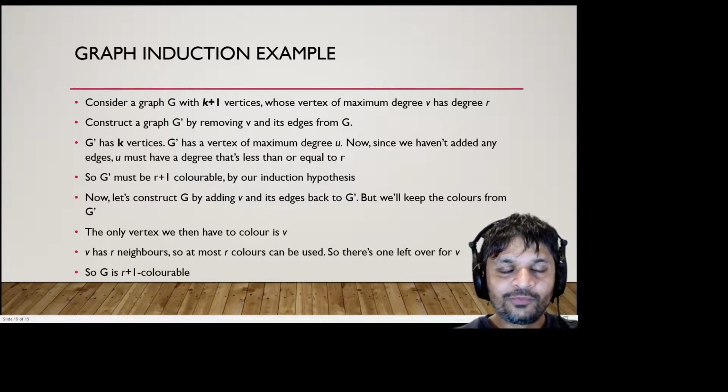The trick is, what we'll do is we'll pick an arbitrary graph G that has k plus 1 vertices, whose vertex of maximum degree V has degree R. Now, do we know that this graph is R plus 1 colorable? No, we don't, because we're talking about a graph G with k plus 1 vertices. So we know nothing about this thing, okay?